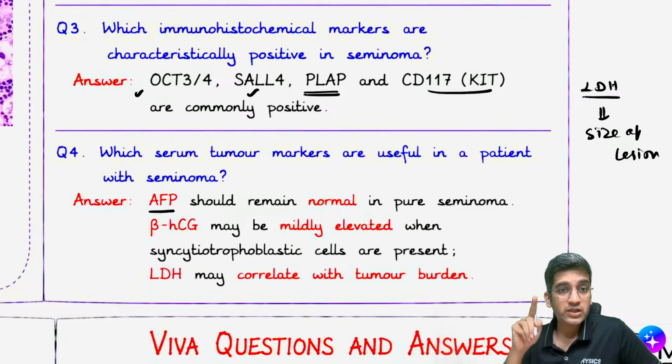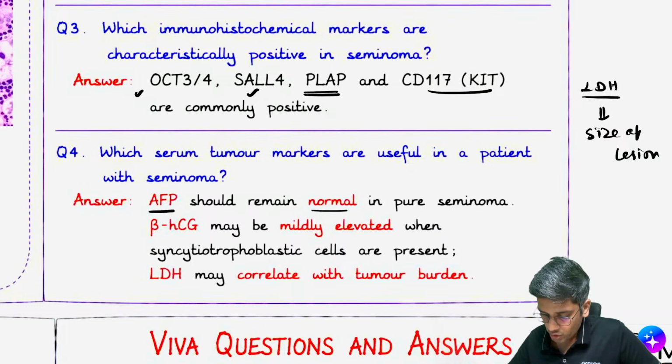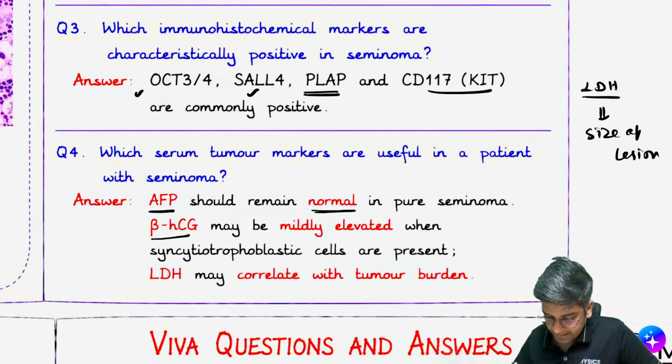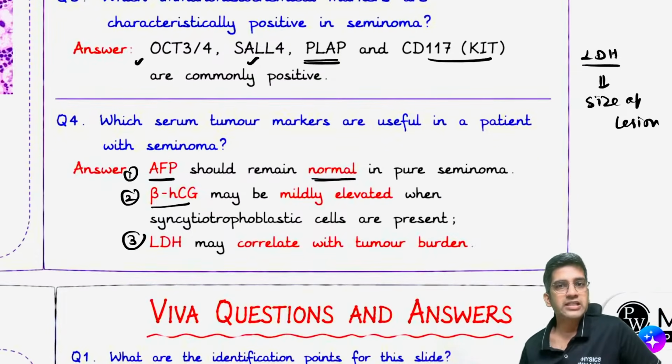AFP is another tumor marker we use, which is normal in case of seminoma. AFP is elevated in case of yolk sac tumor or non-seminomatous germ cell tumor, right? Beta HCG. These are the only 3 WHO approved markers. No other markers are approved by WHO with respect to testicular tumors. Fine.